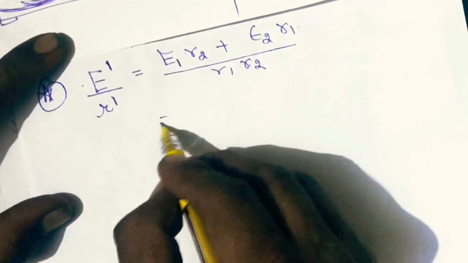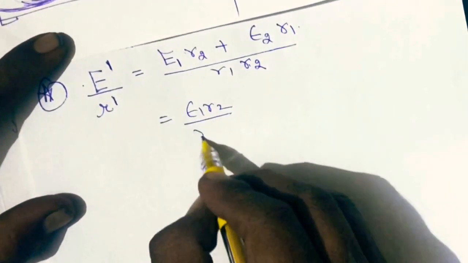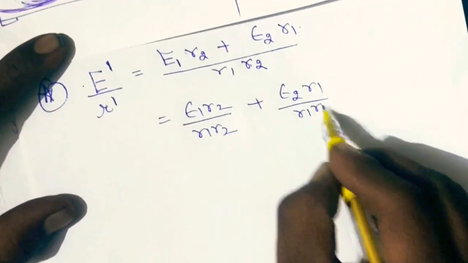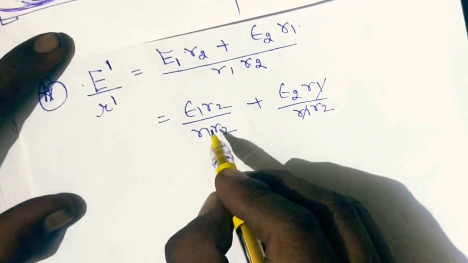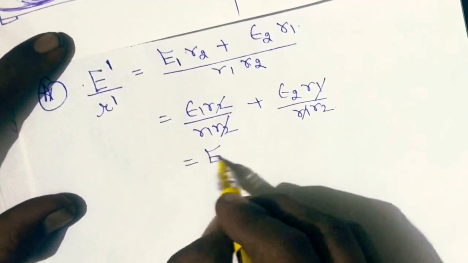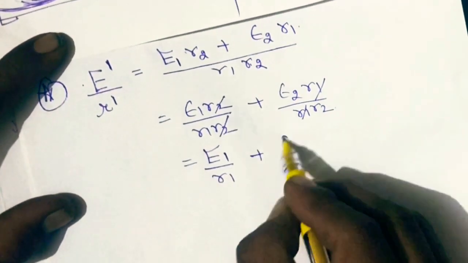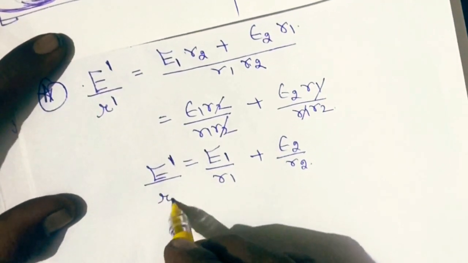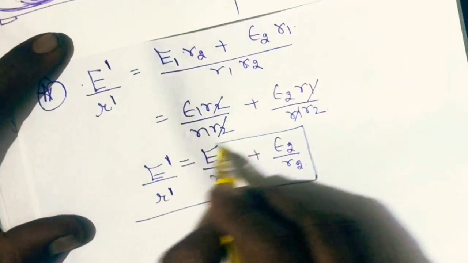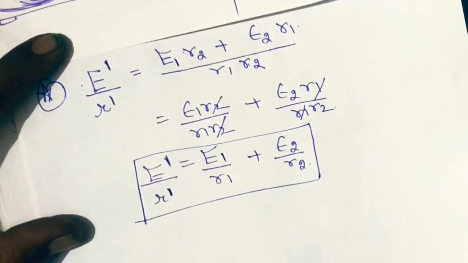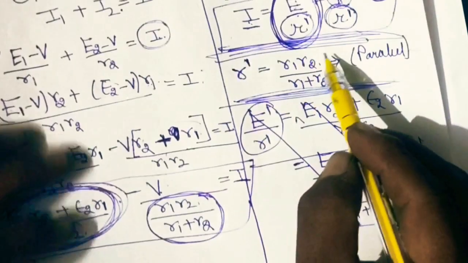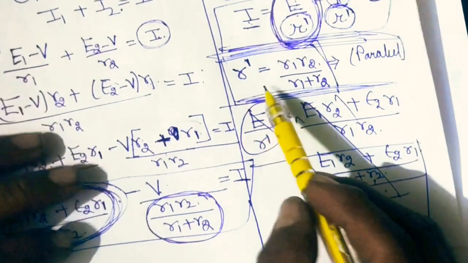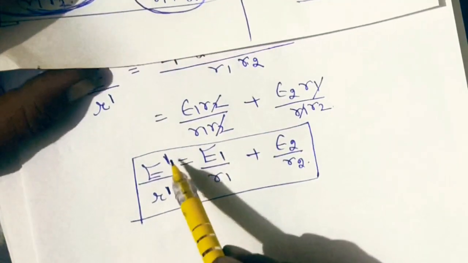Now let's separate the terms. So E1 R2 upon R1 R2 plus E2 R1 upon R1 R2. R1 will cancel out from here and R2 will cancel out from here. Now the formula will be easier to remember. So this is the formula that we get when two cells are in parallel. To find the equivalent resistance, you can directly use the formula of resistances in parallel. And to get the net resistance in parallel, you have to use the formula like this.